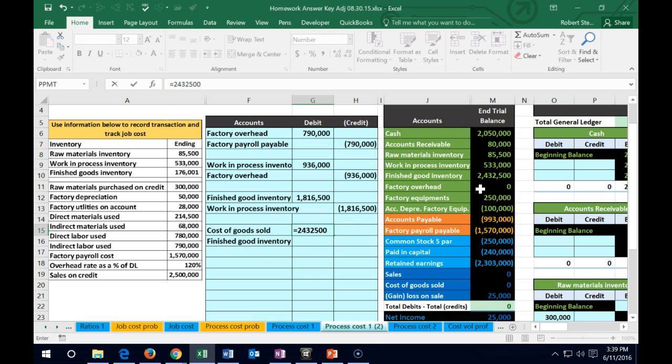24,325 that's in finished goods inventory minus this 176,001, and enter. And that's going to be the debit and the credit. What does that mean? It means that this number needs to get down to the physical count that we counted to be in there. So this number minus that number will bring it down to the physical count that we counted it to be, hopefully, once we post this out, which we will do now.